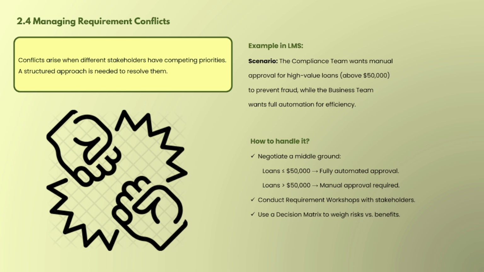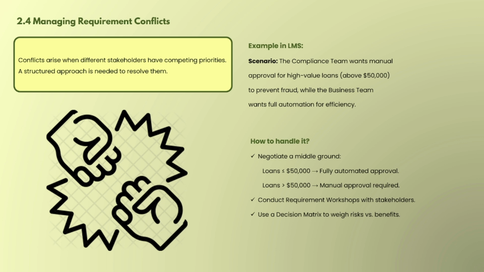Let's take an example. The compliance team wants manual approval for high value loans above $50,000 to prevent fraud, while the business team wants full automation for efficiency. A few want that manual loan approval should be there. A few want that no, we want entire automation, because in automation the process gets very fast. In manual it gets slow, but in manual the chances of fraud are very less. This is the idea behind this. So then how to handle it?